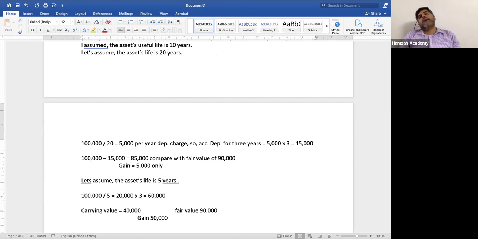The point of concern is that I plus or minus the useful life of the asset, and my gain on that asset is plus or minus. It means if I estimate prudently that the asset is going to be used for a shorter life, it is going to give me a huge gain. I assumed the asset is only going to last for 5 years, and I got a big gain. And optimistically, I said the asset is going to last for like 20 years, and my gain has reduced to only 5,000, right? So this is the estimation which is adding or subtracting my gain.